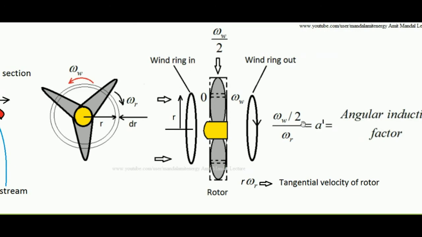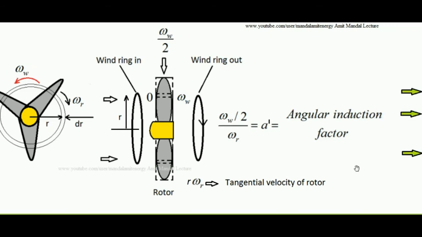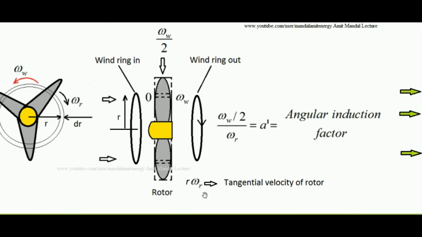Now what is the angular induction factor? When we divide this average angular velocity by the angular velocity of the rotor itself, omega r, it is called the angular induction factor. And what is the tangential velocity of the rotor at a distance r? This we know: it is equal to r into omega r, the tangential velocity of the rotor at a distance r.